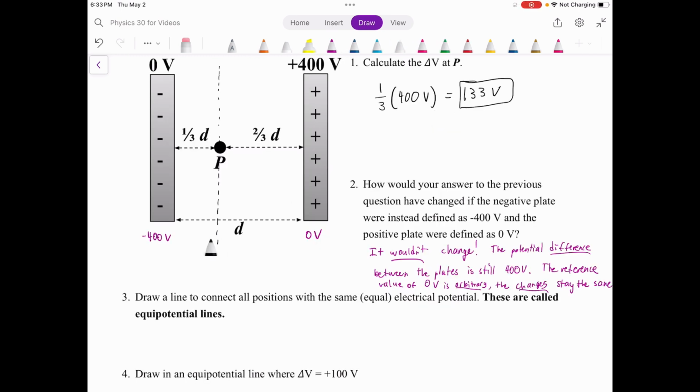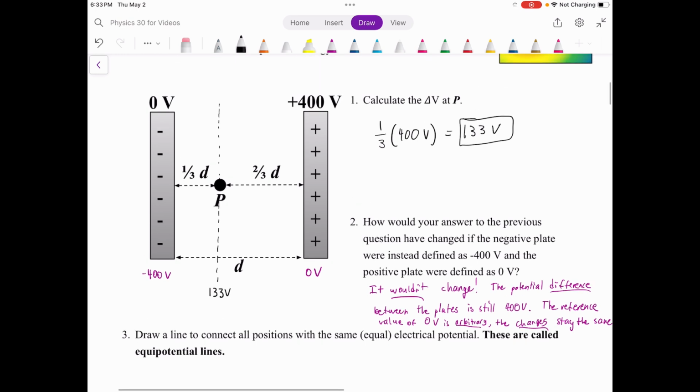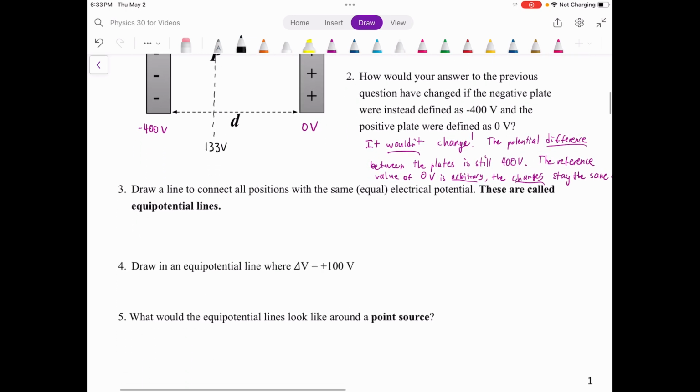So we actually know what the potential difference is there relative to this 0. We found that that would be 133 volts. So we would call that the 133 volt equipotential line. Right? If I move a charge from here to here, I am giving it 133 joules per coulomb of charge. I'm giving it 133 joules of potential energy per coulomb of charge that it has anywhere along that line.